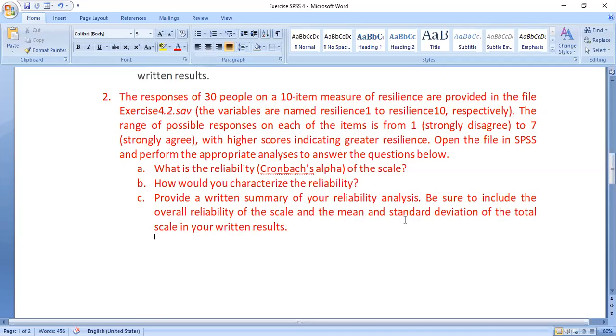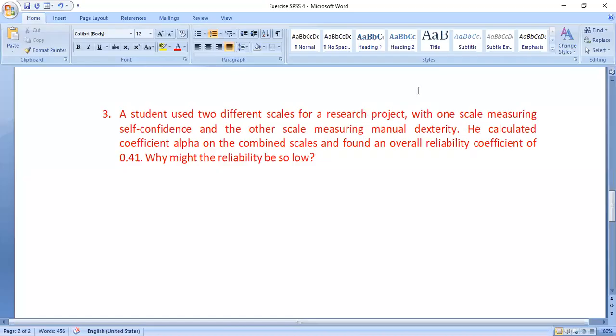And then maybe you can say for all the 10 items which we have got on resilience, you can see the mean score and put that in some summary form. Done. So this way we can easily answer this question 2. And now we'll be moving to question 3.